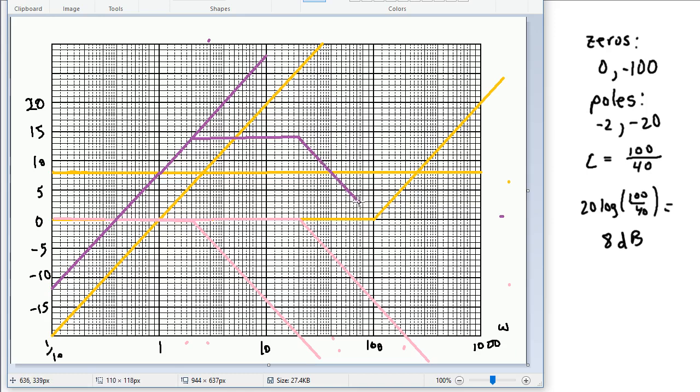14 minus 20 is minus 6, so a decade above 20, at 200, I should be down at about minus 6. That would put me about right there. But then notice I've got this zero at 100 that kicks in, and I'm going to add it in. It's going up at 20 dB per decade. So when I add it in, I'm going to level off here for frequencies above 100.